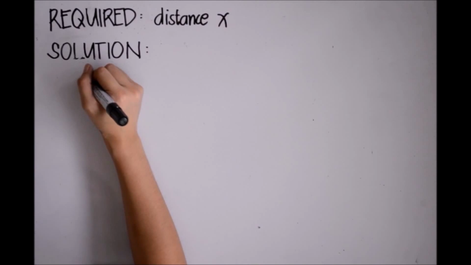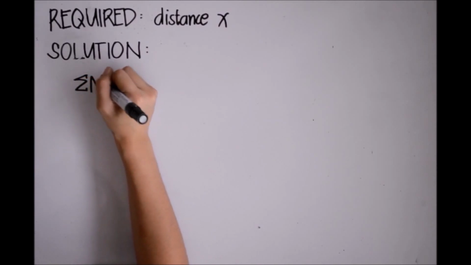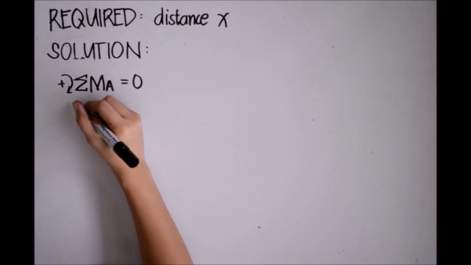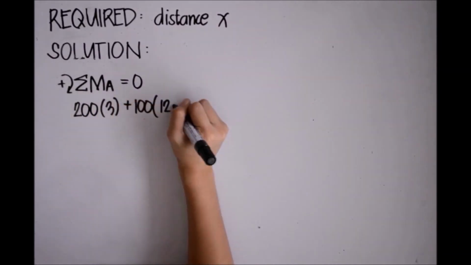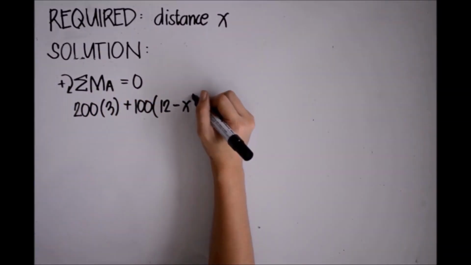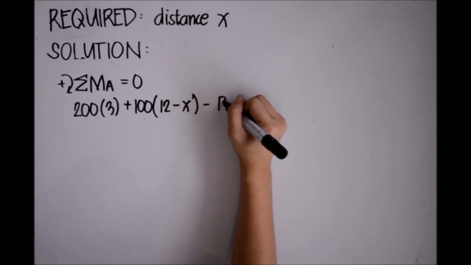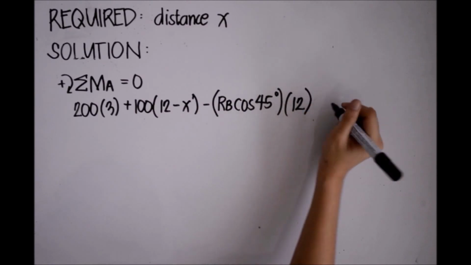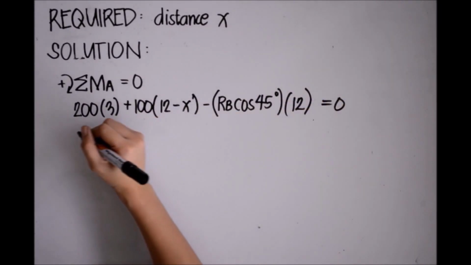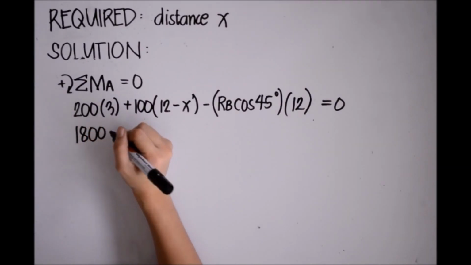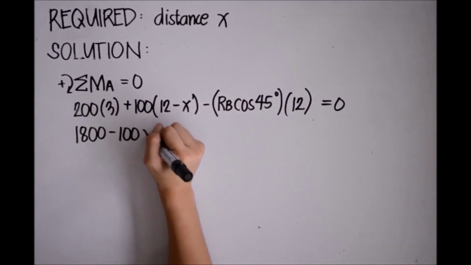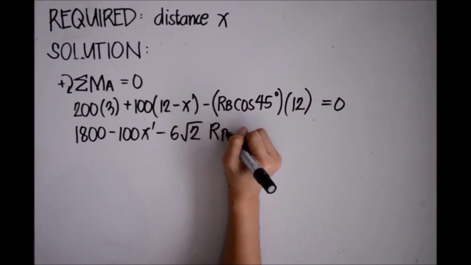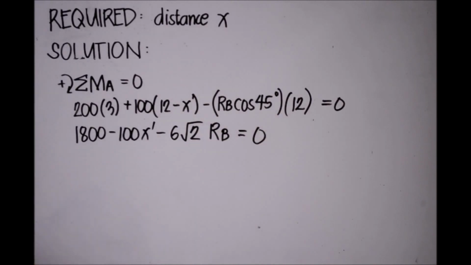Required in this problem is the distance x. Solution. Using the equations of equilibrium, summation moment at A, clockwise positive, is equal to 0. 200 times 3 plus 100 times quantity 12 minus x minus reaction at B cosine 45 degrees times 12 is equal to 0. 1800 minus 100x minus 6 square root of 2 times reaction at B is equal to 0 will be our equation number 1.